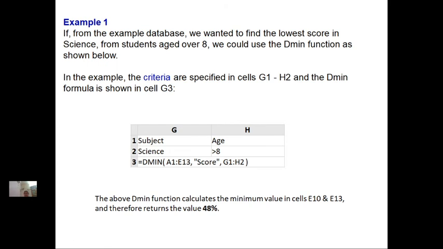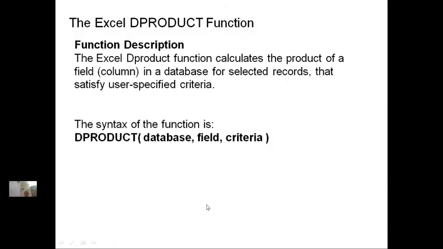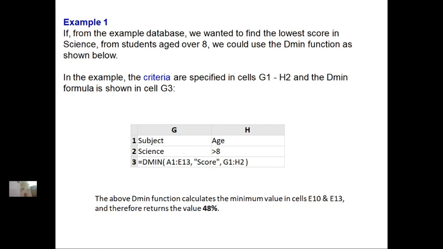Okay, G1 colon H2. So here the above DMIN function calculates the minimum value in cells E10 and E13 and therefore returns the value 48%. Okay students, I think you got the point. You understood how the DMIN function works from this example. Now let us go to the next slide.